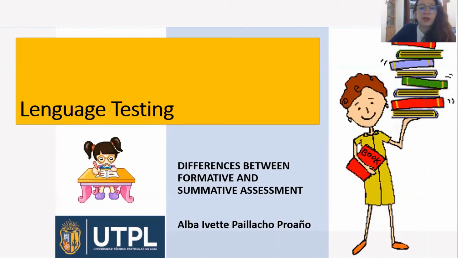Hello, teacher. Today I'm going to identify the difference between formative and summative assessment.